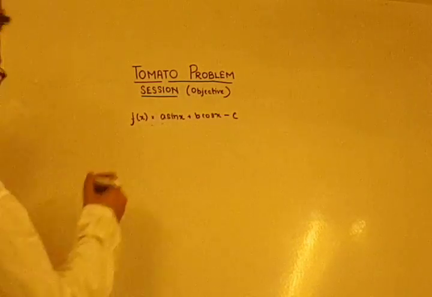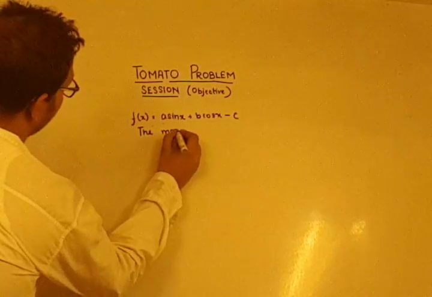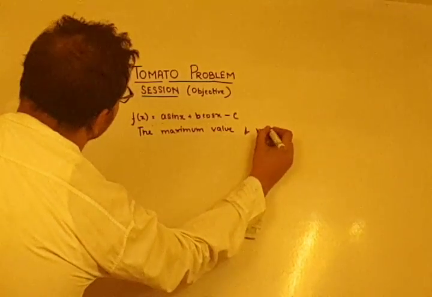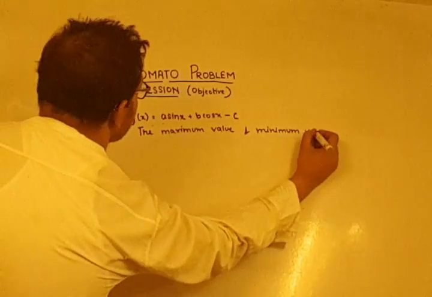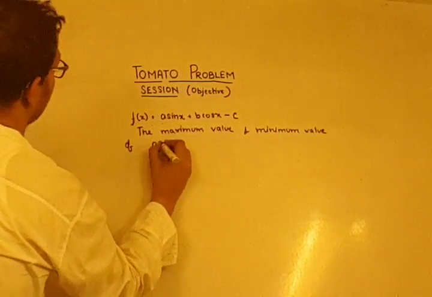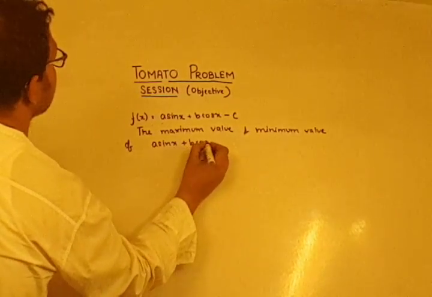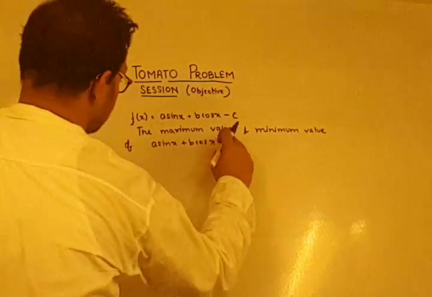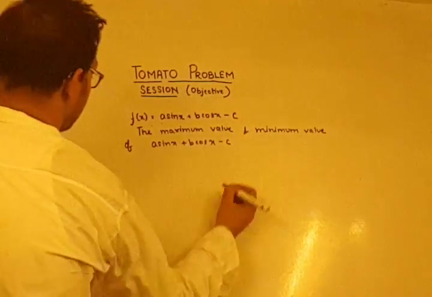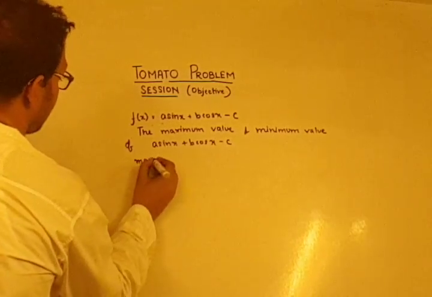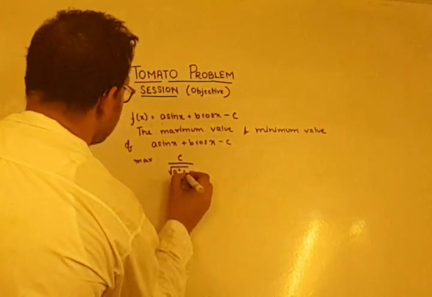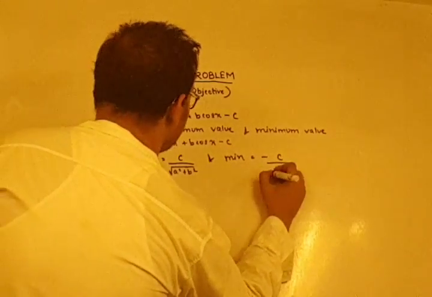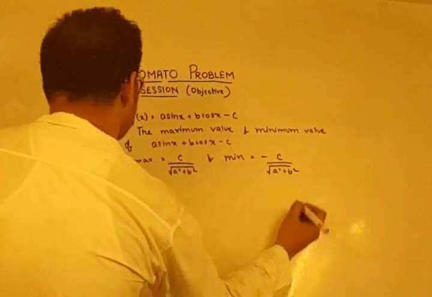the maximum value and minimum value of a sin x plus b cos x, you can say I can just include minus c, is: the max is c by root over of a square plus b square, and the min is minus c by root over of a square plus b square.